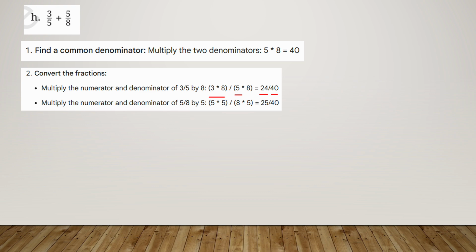Then the next fraction 5 by 8. Multiply the numerator and denominator by 5. We will get 25 by 40. Then add the fractions 24 by 40 plus 25 by 40. Add the numerators. 24 plus 25 is 49. Then write the denominator 40 itself. We can simplify this as 1, 9 by 40.